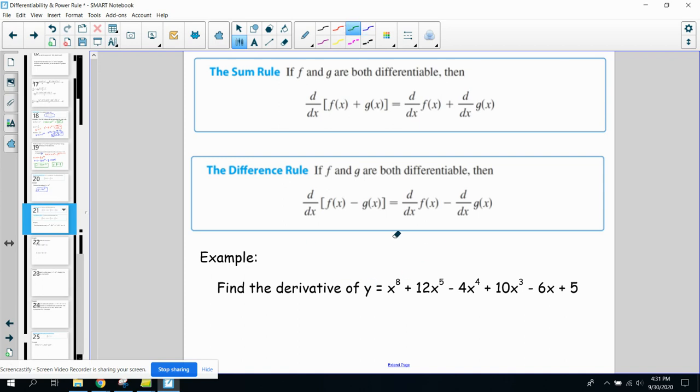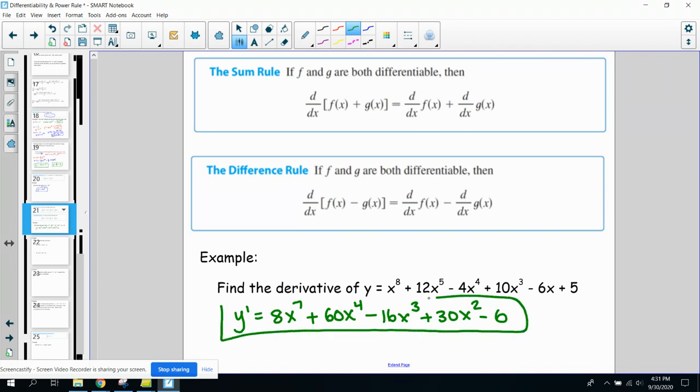So if I wanted to find the derivative of this whole equation here, y prime equals, I'm just taking the derivative of every piece. So the derivative of x to the 8th would be 8x to the 7th. The derivative of 12x to the 5th would be 60x to the 4th. The derivative of negative 4x to the 4th would be negative 16x to the 3rd. The derivative of 10x cubed would be 30x squared. The derivative of negative 6x would be negative 6. And then the derivative of 5 is just 0. So here is my derivative.